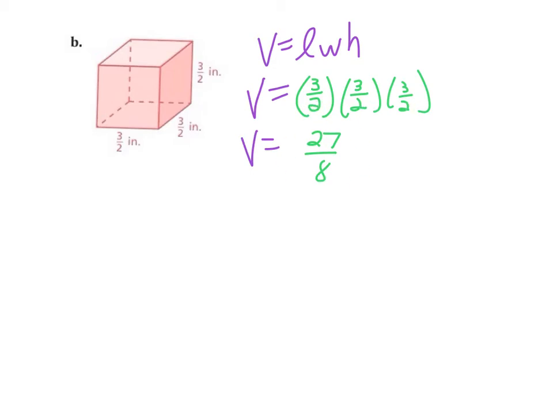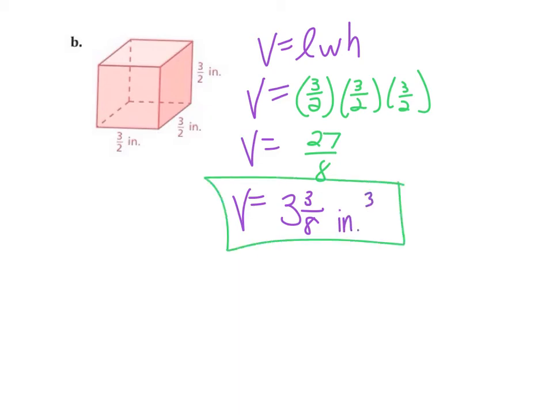But we do have to recognize that this is an improper fraction because the numerator is bigger than the denominator, so we are going to have to finish by turning that into a mixed number. So 8 can go into 27 3 times, because 3 times 8 is 24, and that would leave us 3 left over, and then the denominator is going to stay the same. So the volume here is going to be 3 3/8 cubic inches, or inches cubed is another way to write that unit.